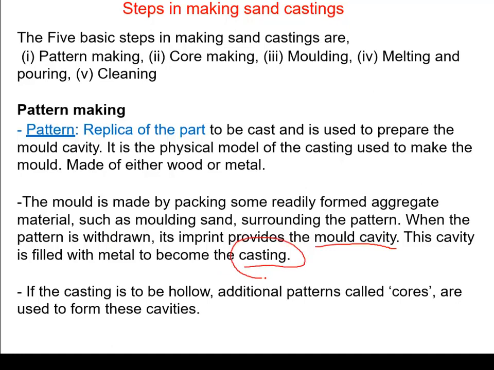I have already told you what casting is. Casting is the product which is to be made. If the casting is to be hollow, additional patterns, which are known as cores, are used to form these cavities. If the product will have a cavity inside it, for example if we are going to make a hollow cylinder, then this type of component is used, which is known as a core.